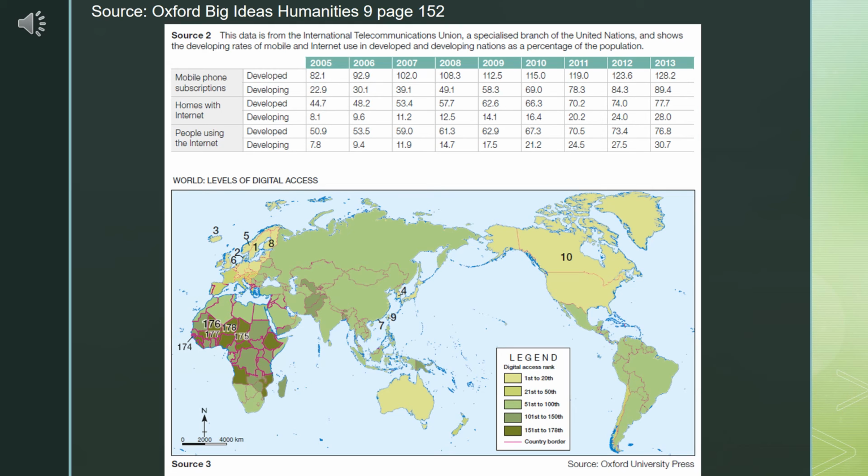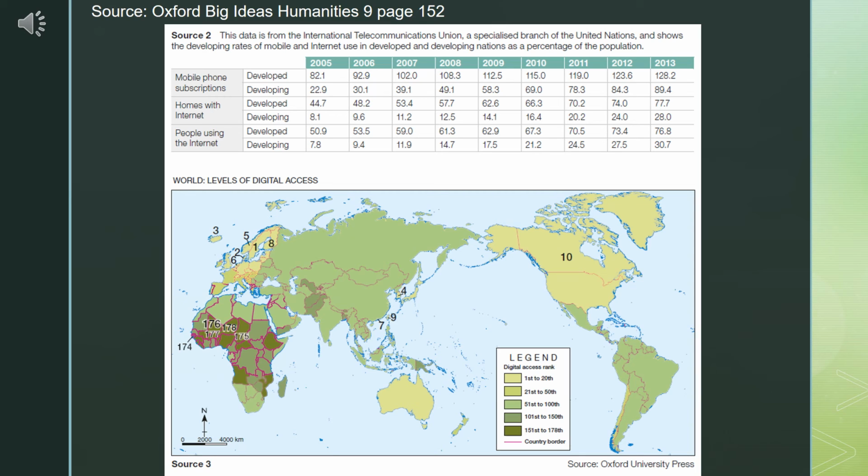Let's take a look at something else. In 2005, 44.7% of homes in the developed world had internet. In contrast, in the developing world, 8.1% of homes had access to the internet.